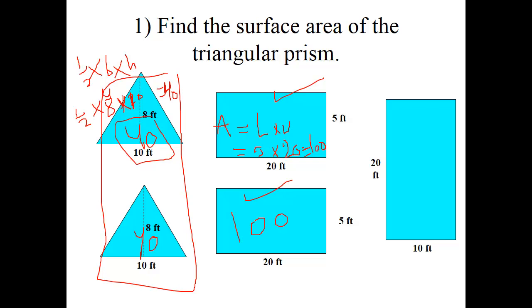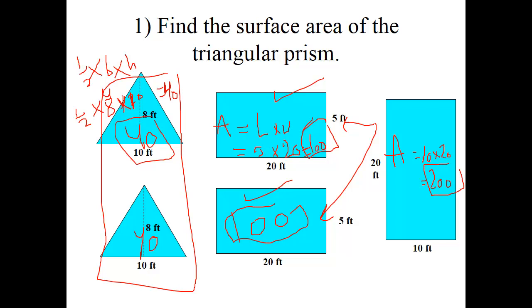But here we have the bottom side, the bottom rectangular face. So this one, the area is length times width, but it is different from these faces. So it's going to be 10 times 20, so it's going to equal 200. So the area here is 100, the area here is 100, but the area here is going to be 200.